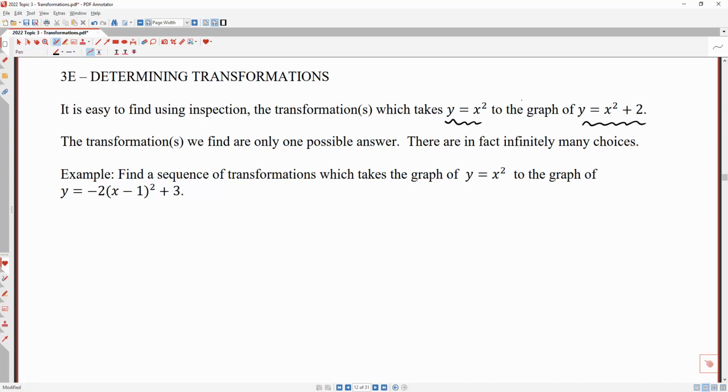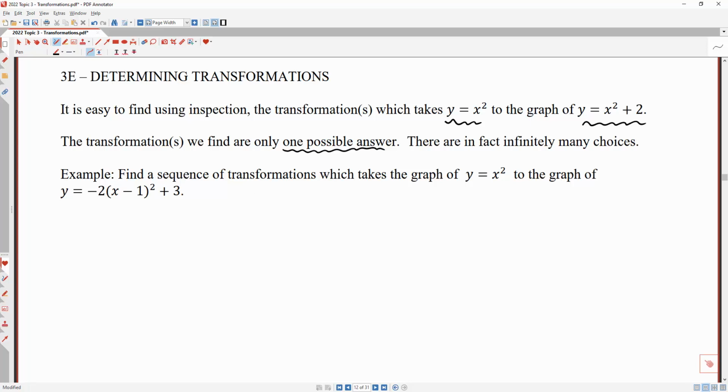Now, this one's pretty easy to do by inspection or by looking at it, because you can just see that this is a translation 2 units up. So we would say that the y equals x squared graph was translated 2 units up to create this one here, y equals x squared plus 2. Now in this exercise, the transformations we find are only one possible answer. And in fact, there are infinitely many choices, and I'll try to explain to you how you can check whether your transformations work, because they may look different from the back of the book.